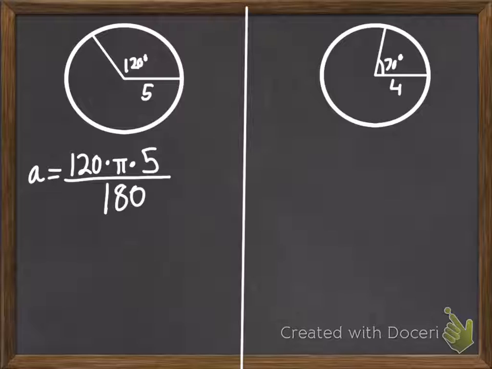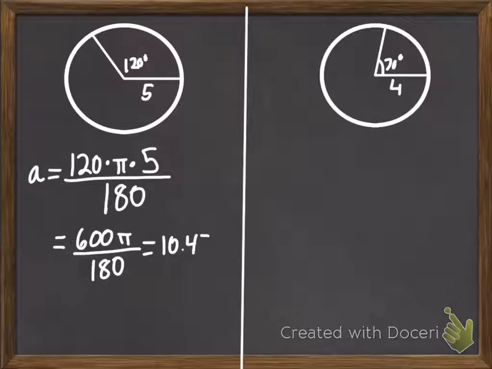Now we can simplify two ways. We can start reducing our fraction now, or we can multiply. We're going to go ahead and multiply and then we'll reduce the fraction. So we get 600 pi over 180. And you know what? Let's not reduce the fraction. Let's just get a decimal. So I'm going to grab a calculator real fast. Right, got my calculator. And I type 600 pi divided by 180. And it should get around 10.47.